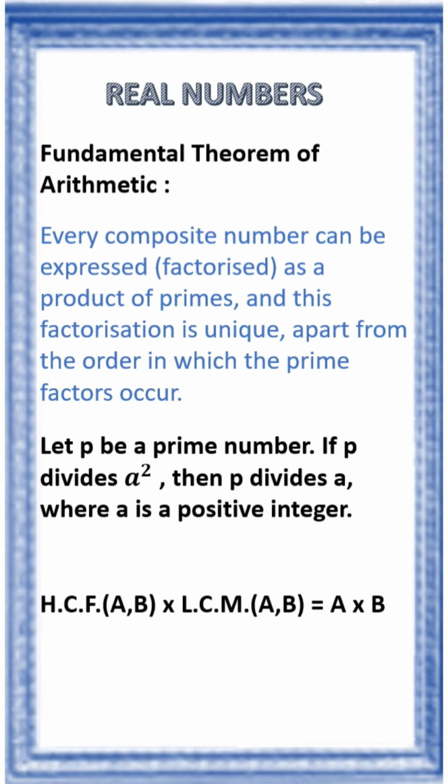Another important formula is HCF of A and B into LCM of A and B is equal to A into B. Here HCF is highest common factor, LCM is lowest common multiple.